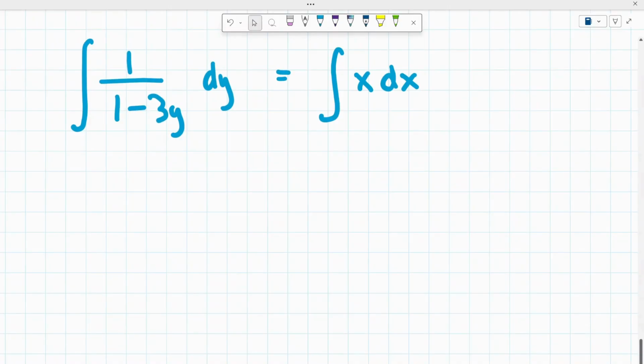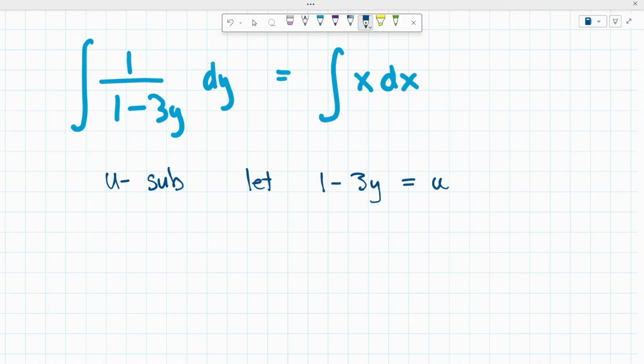So we're going to start off by looking at this integral because this one is a little bit more complex than our one on the right hand side. In order to solve this one, we have to use a technique called u substitution. So what we're going to do here is say let 1 minus 3y equal u.